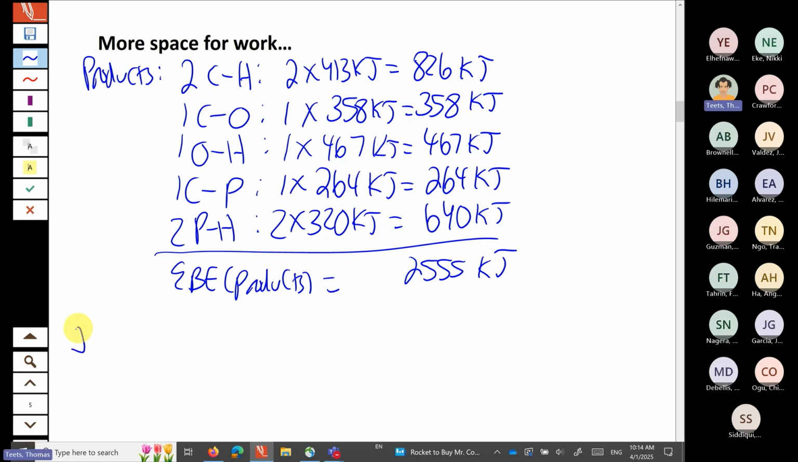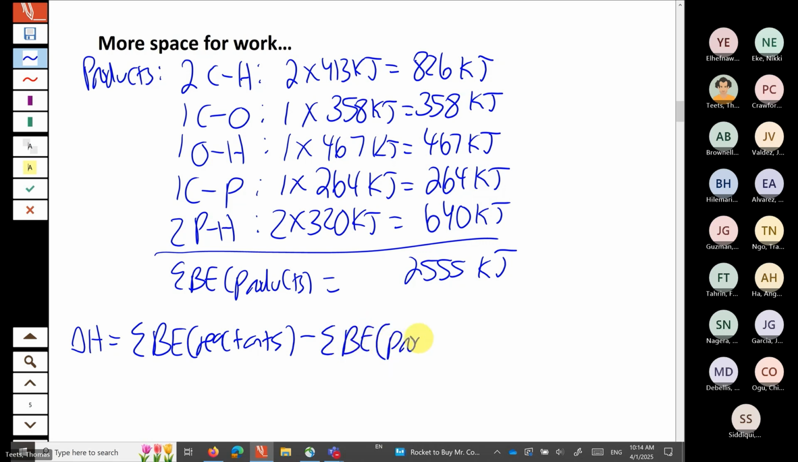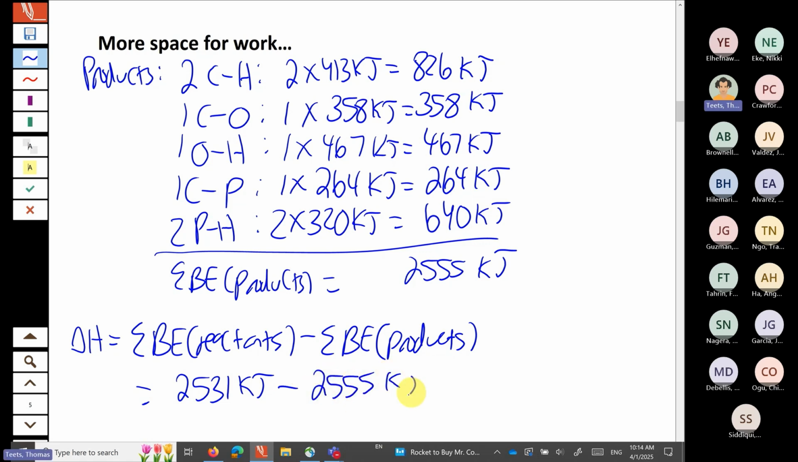All right, so then our delta H is just going to be, we have to remember this time it's reactants minus products. So on the reactant side, we got a number of 2,531 kilojoules. And then on the product side, we just figured out it's 2,555. So those two numbers subtracted from each other gives us minus 24 kilojoules. So that will be the estimated delta H for this reaction.